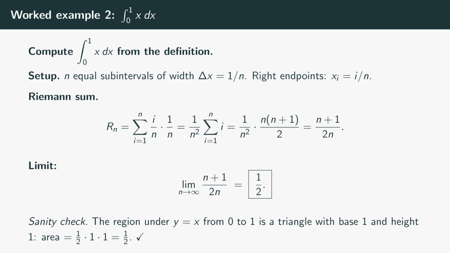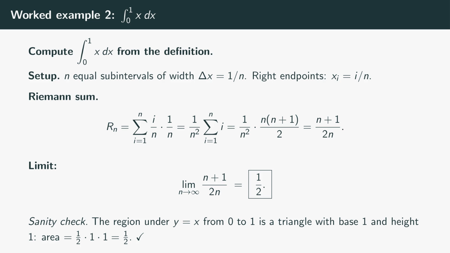Sanity check. The region under y equals x from x equals 0 to x equals 1 is a right triangle with one corner at the origin, base along the x-axis of length 1, and height 1 at the point 1, 1. Area is half base times height, which is 1/2. Same answer. Good, we just derived a triangle area by a limit of rectangles. That's the test of the definition. Anything elementary geometry can handle, the Riemann sum had better reproduce.